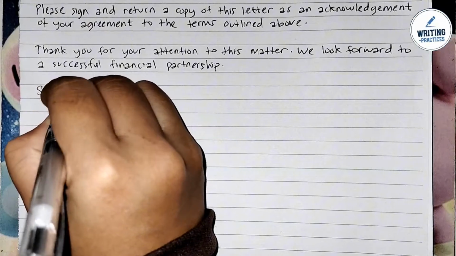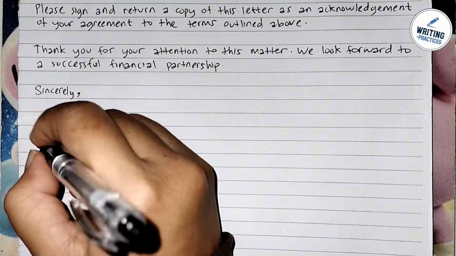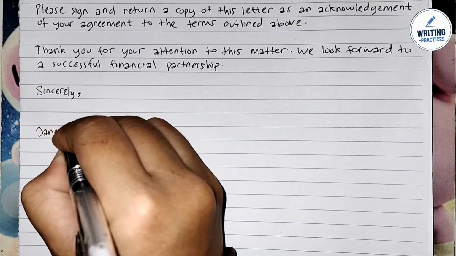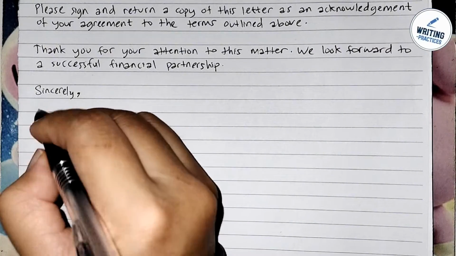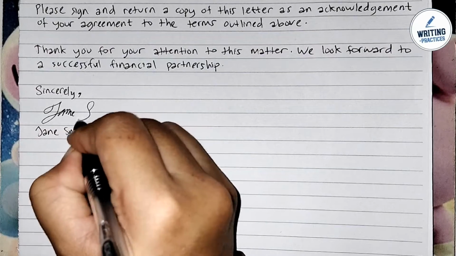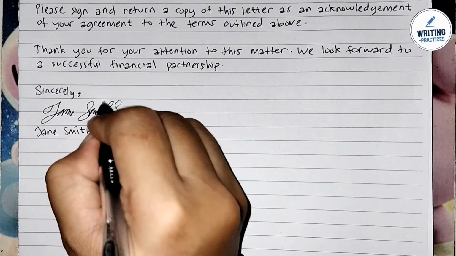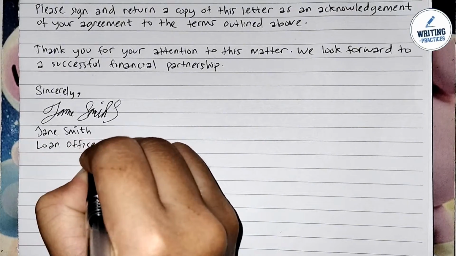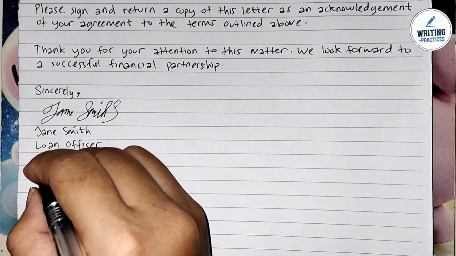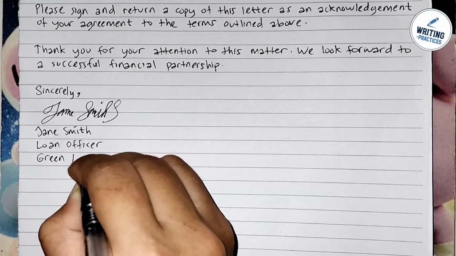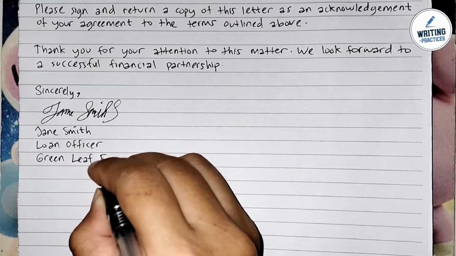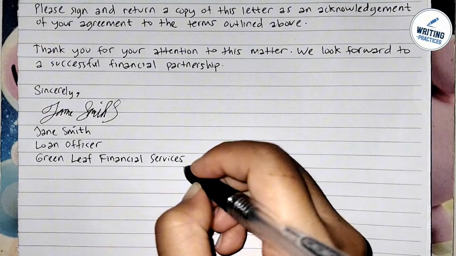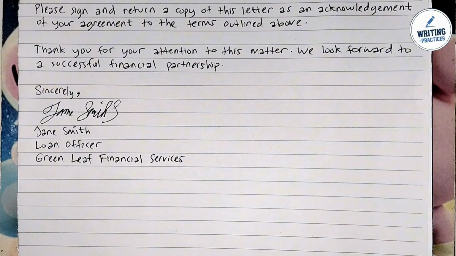And now, it is the signature block. You have to pay attention and watch the video to the very end, so you don't miss anything. The first signature is from the lender. And space for the loan officer's signature, along with their printed name and title, formally concluding the letter from the lender's side. And you can write, "Sincerely," add the signature, and write your full name, your occupation in the company, and the name of the company. Greenleaf Financial Services.